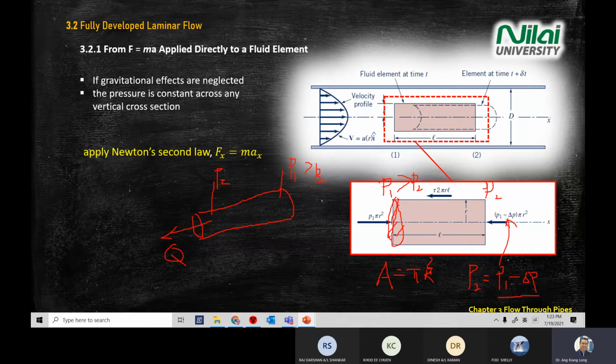To represent P2 is less pressure than P1. Okay, we are now dealing with pipe flow. From the pressure reading itself, we can know the direction of the flow, or Q, the volume flow rate. And how do we know the direction? You read from the velocity profile here, the arrow pointing from left to right. So you know that P1 is higher pressure than P2.